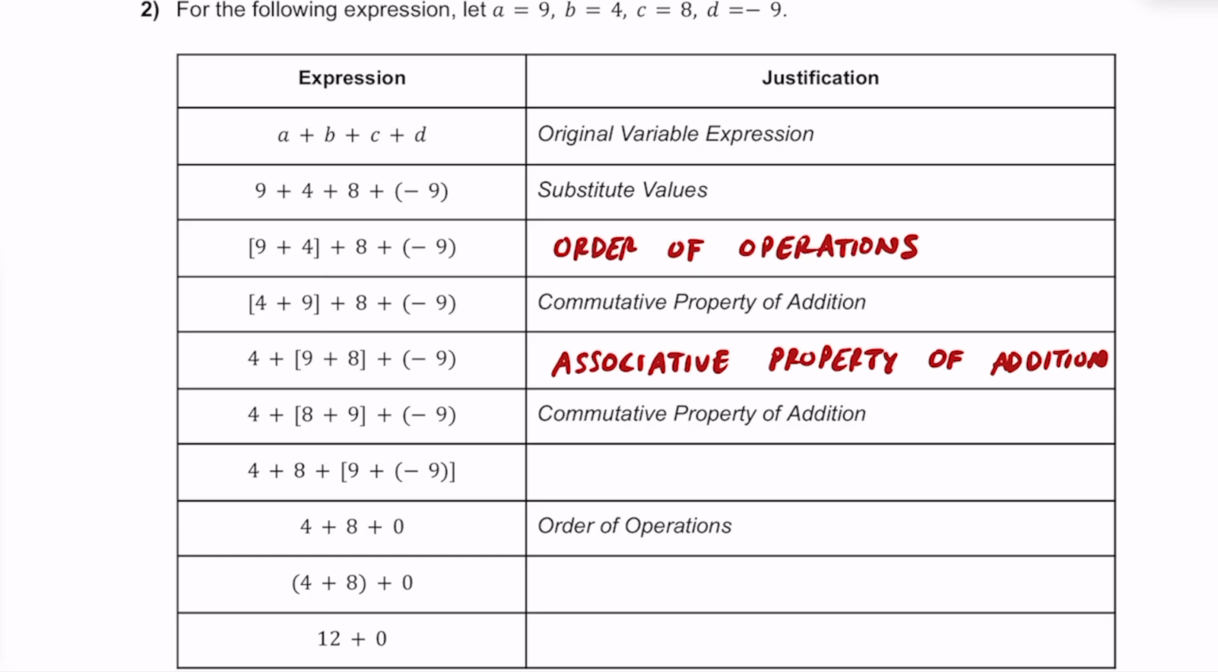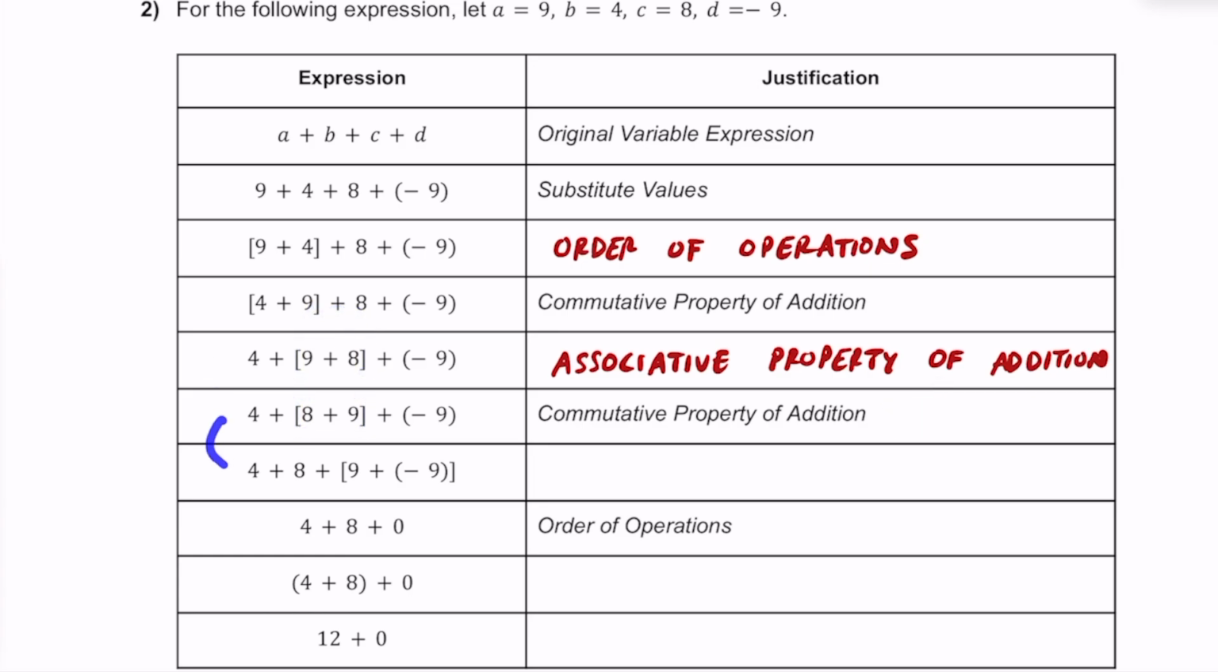Let's see what's next. It says to get from this line to this line, it looks like everything stayed the same except what's inside here. What's inside these parentheses, the 9 plus 8 became 8 plus 9. So hopefully that makes sense for the justification. That's the commutative property of addition.